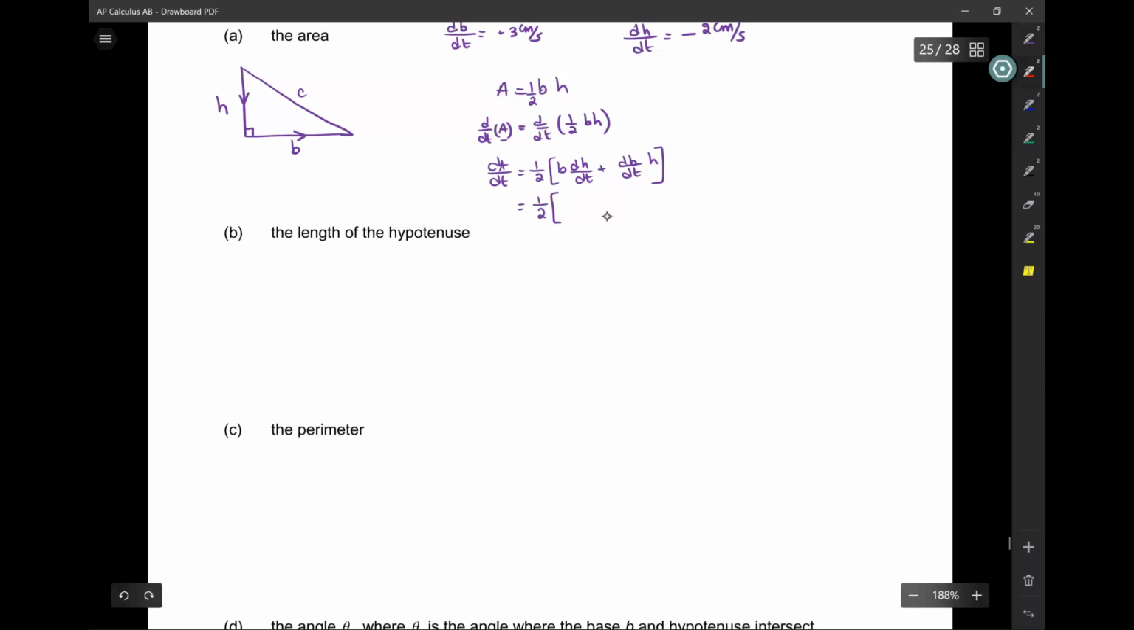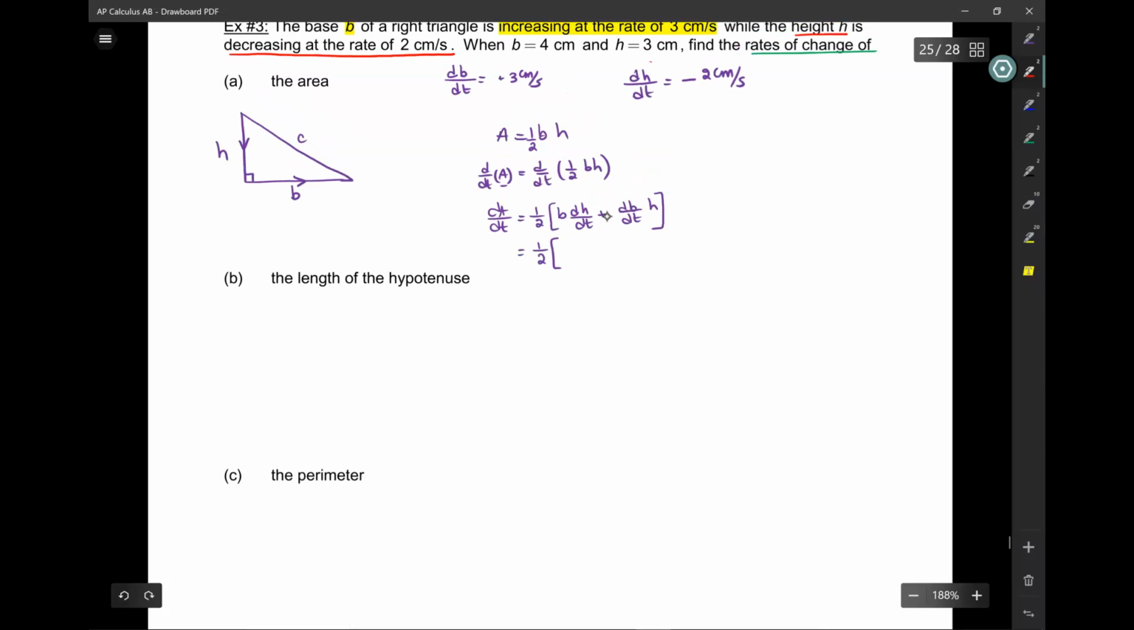So now I have this expression. Do I have anything to substitute in for b? Yes, I do. b is 4. It's given to us in the problem. dh/dt is negative 2, plus db/dt is 3, and then h is another 3. So this turns out to be one half.